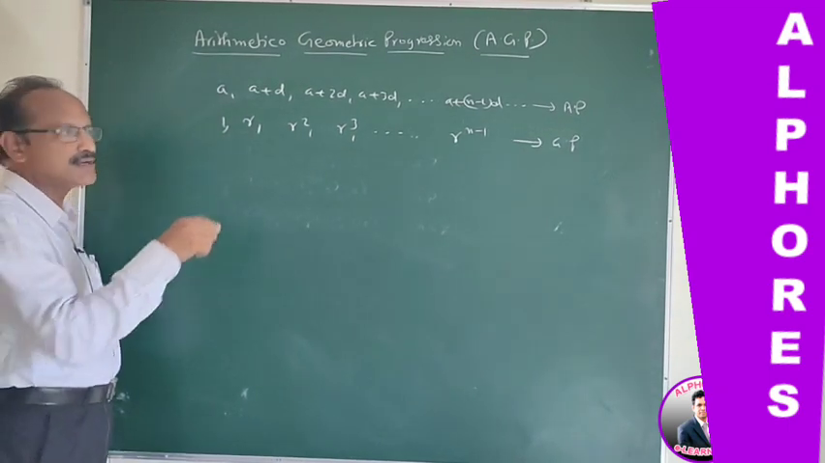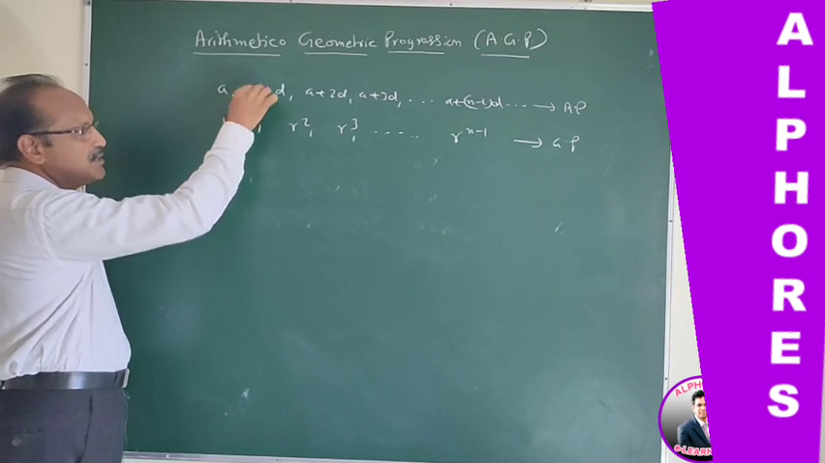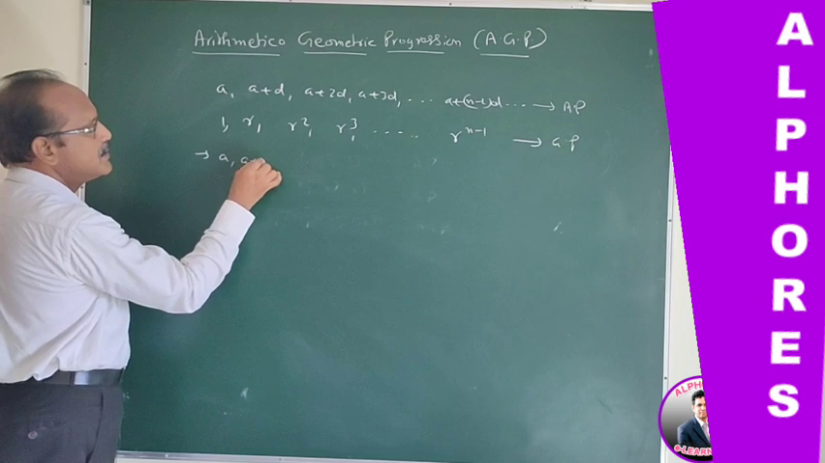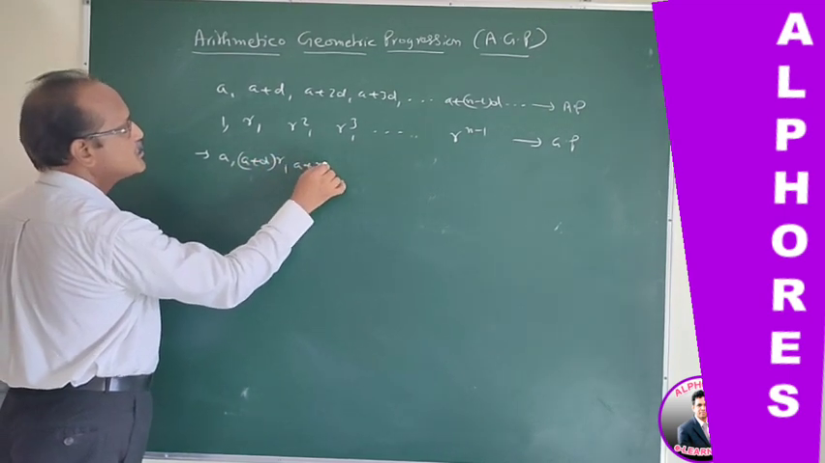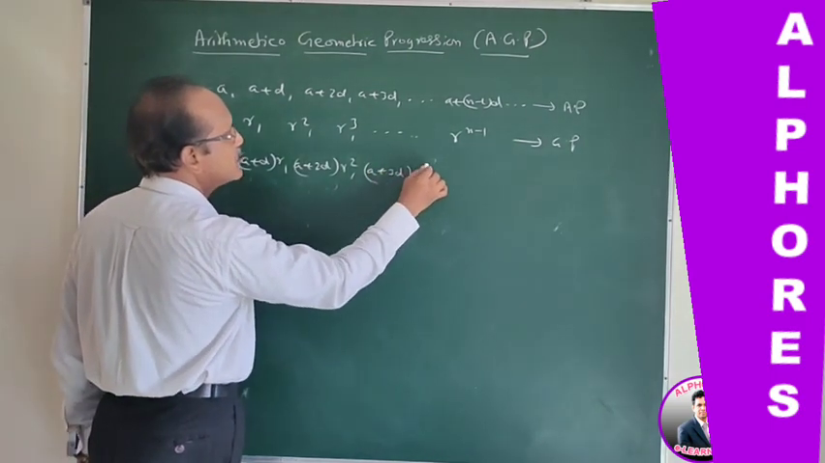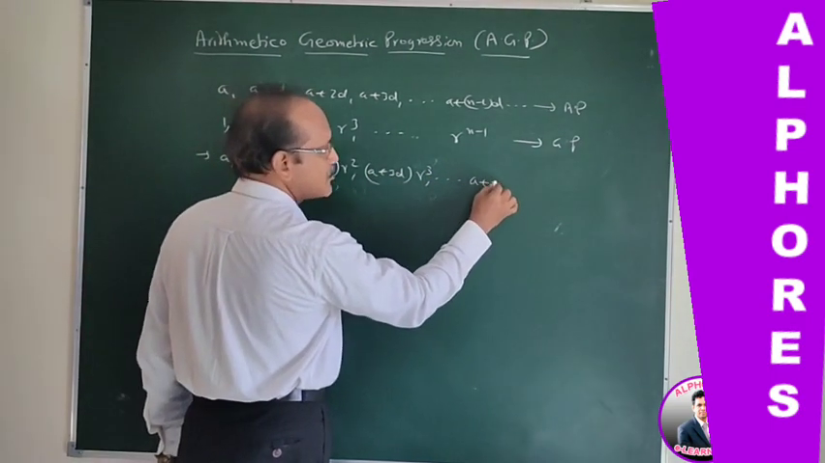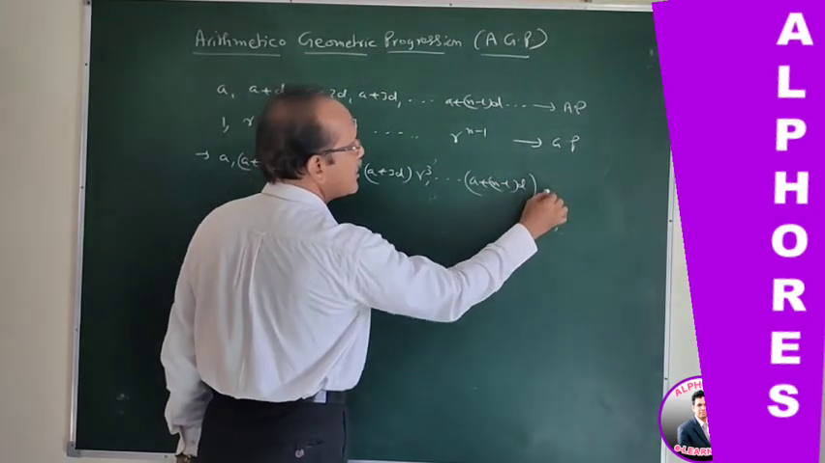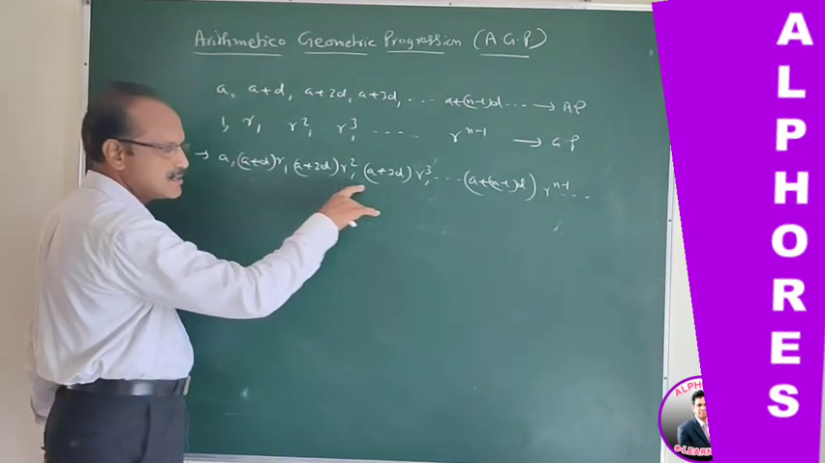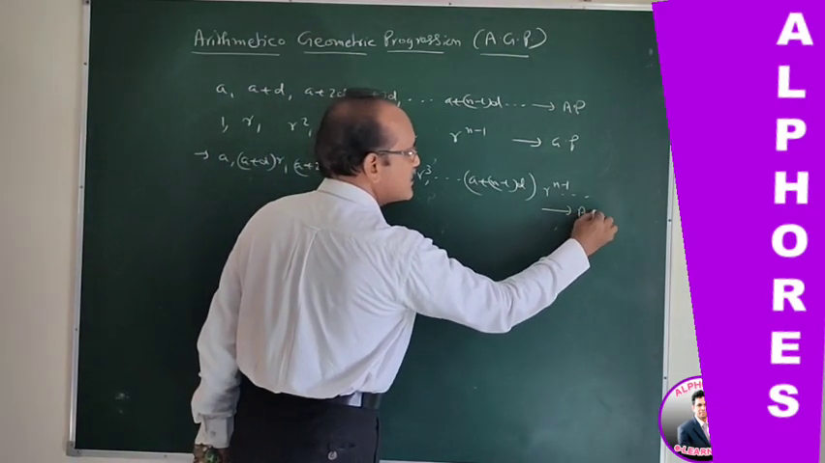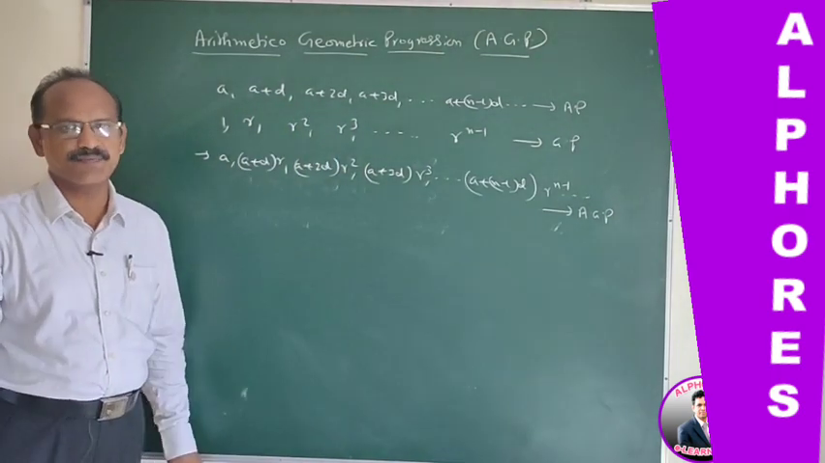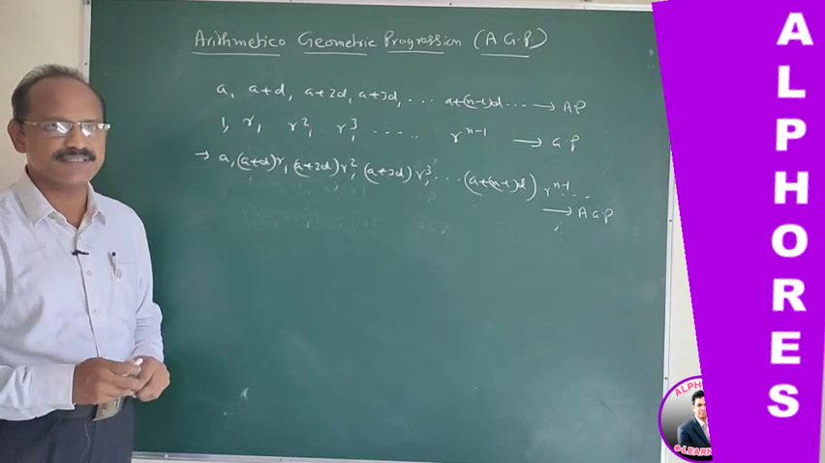Now if you multiply the corresponding terms of AP and GP, you will get another series, that is a, a plus d into r, a plus 2d into r square, a plus 3d into r cube, etc., a plus n minus 1 into d into r power n minus 1, etc. The resulting series is called arithmetico-geometric progression. This is the general form of the AGP series, right?